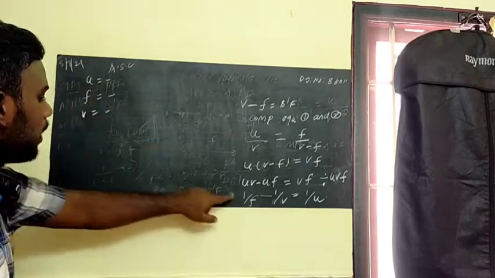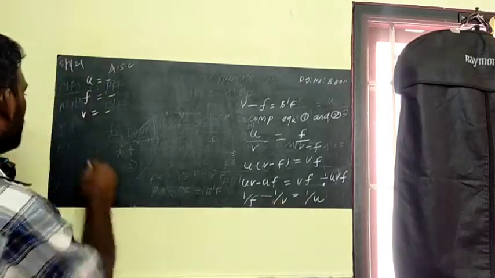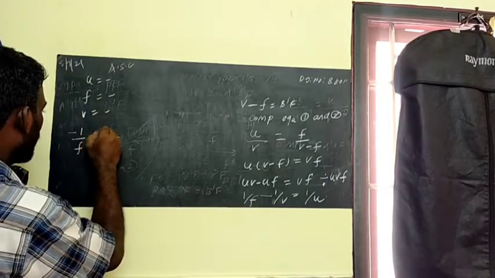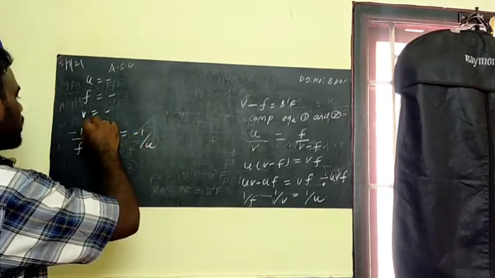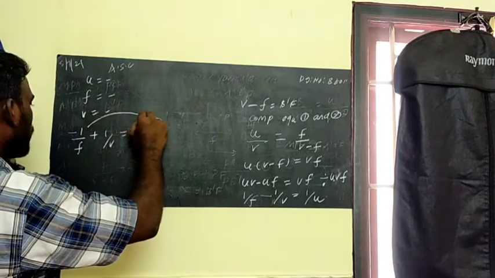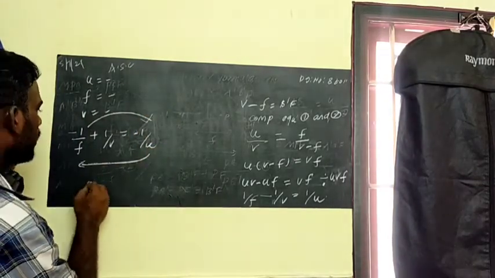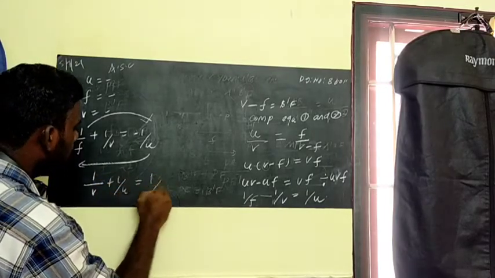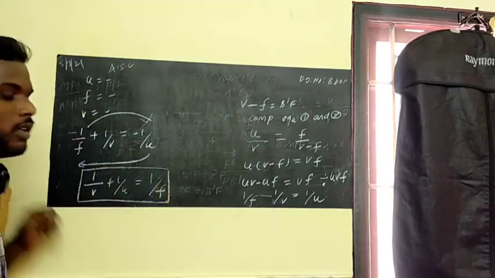Now substitute: for f you put minus, for v you put minus, for u also you put minus. So what will come? Minus 1 by f plus 1 by v equals minus 1 by u. You transfer the minus 1 by f to that side, and minus 1 by u to the left side. So finally you will get 1 by v plus 1 by u equals 1 by f. Is that clear?